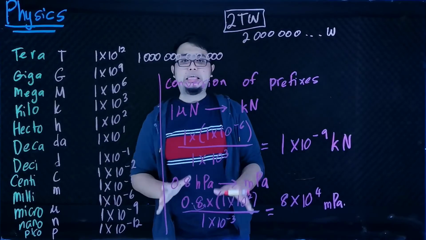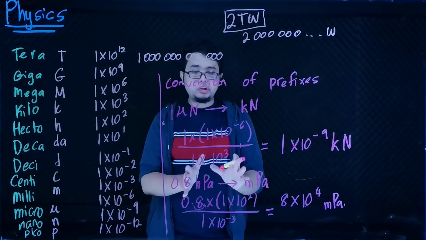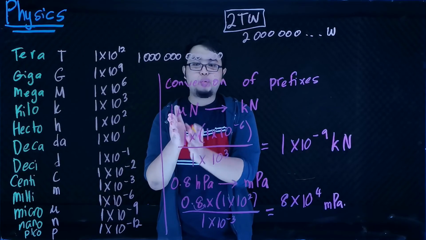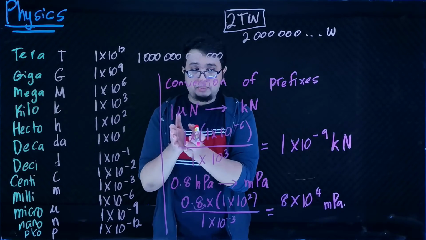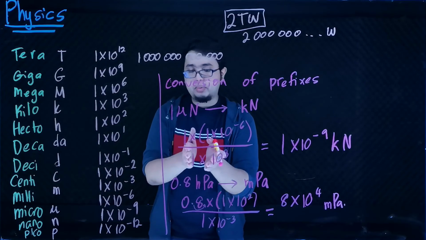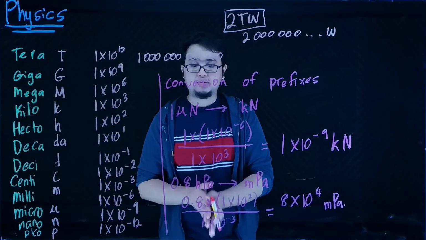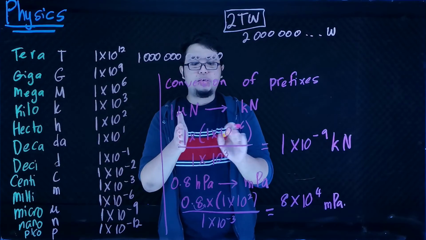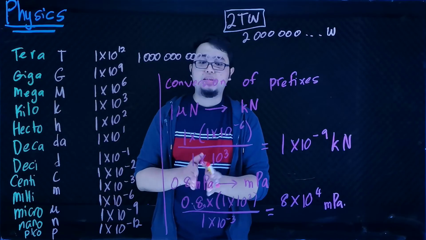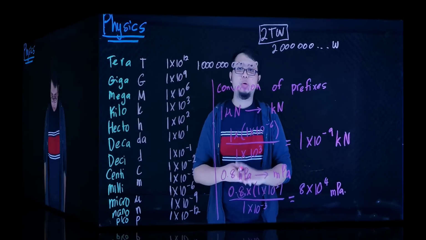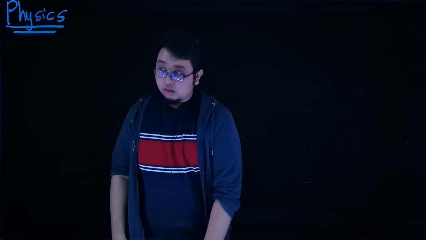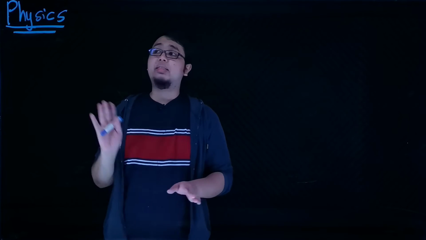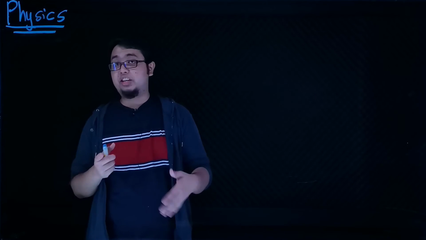And this is the easiest way you want to approach this question when you have to convert from a smaller prefix to a larger prefix, or from a larger prefix to a smaller prefix. Straight away, expand your prefixes and then divide by whatever prefix you want to convert into. And done.